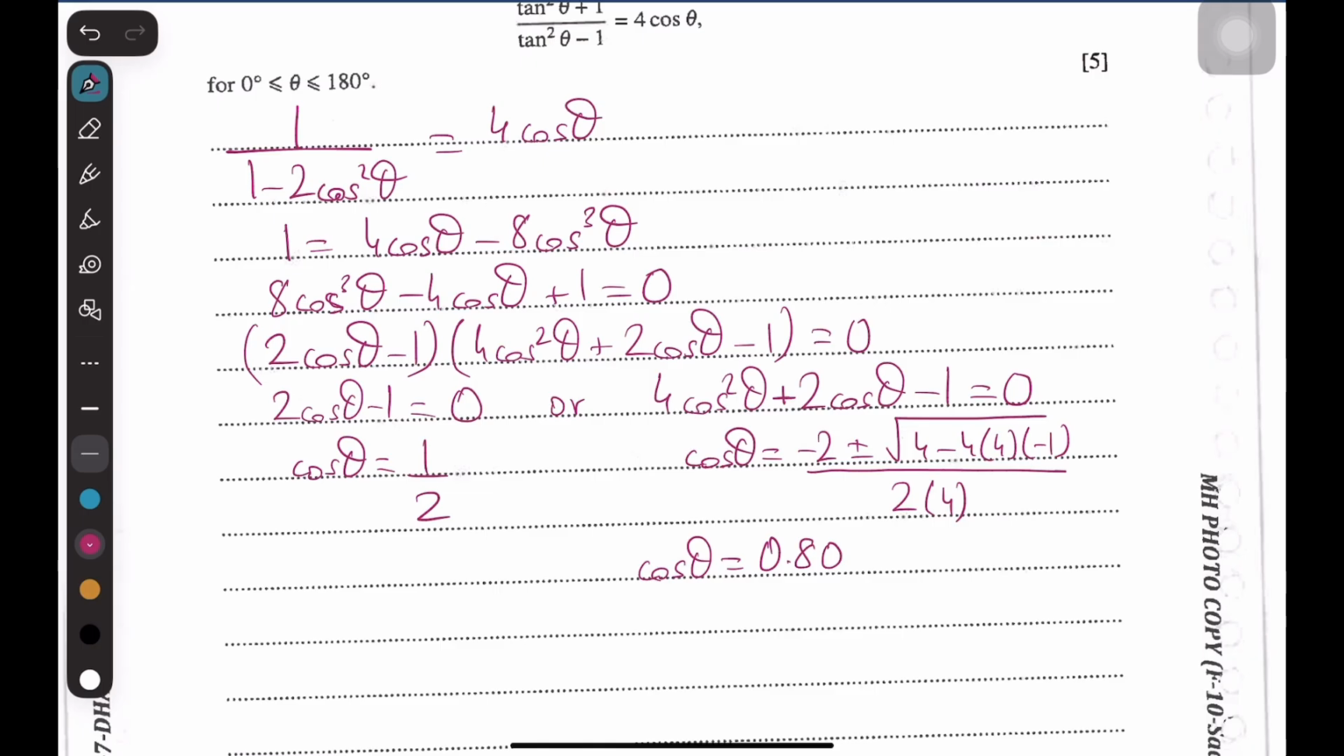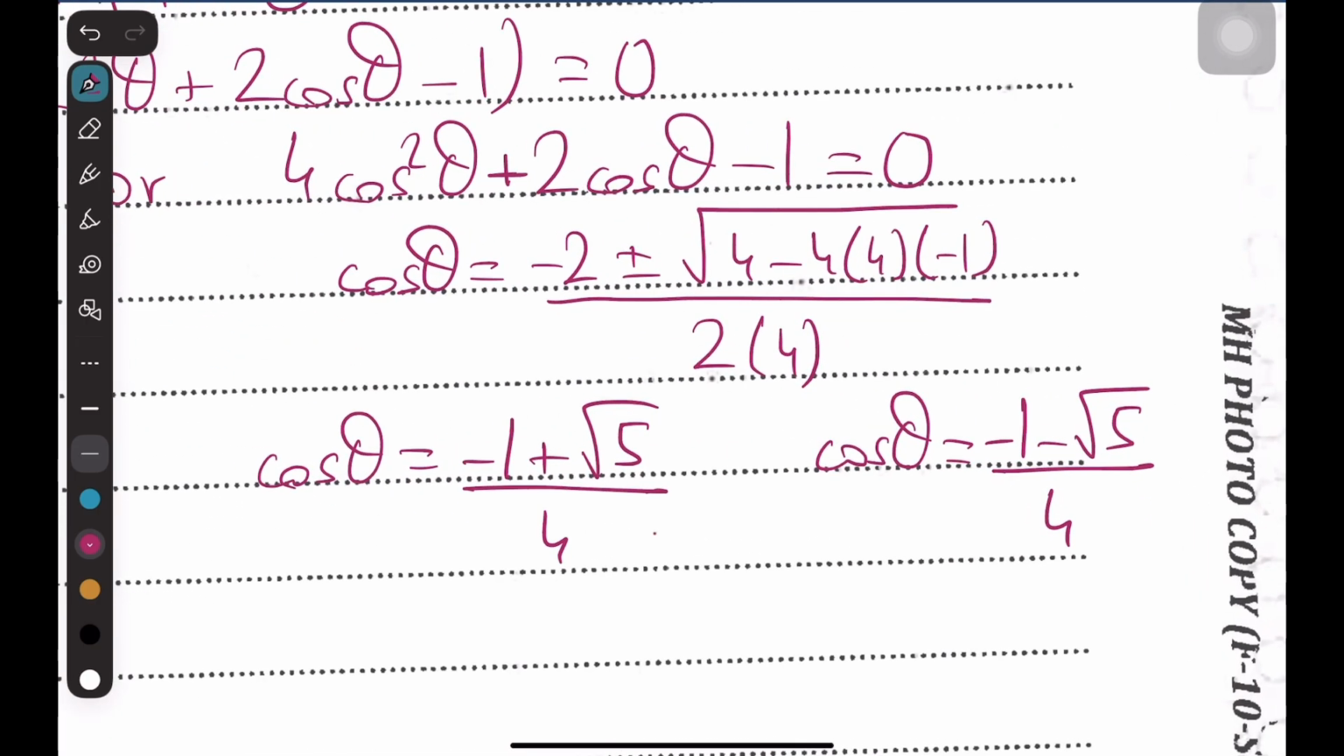So our cos theta will be equal to negative 1 plus root 5 upon 4, or the second answer is negative 1 minus root 5 upon 4. Alright, and also let's look at what these are equal to. So this one is equal to 0.309. The next one is equal to negative 0.809.